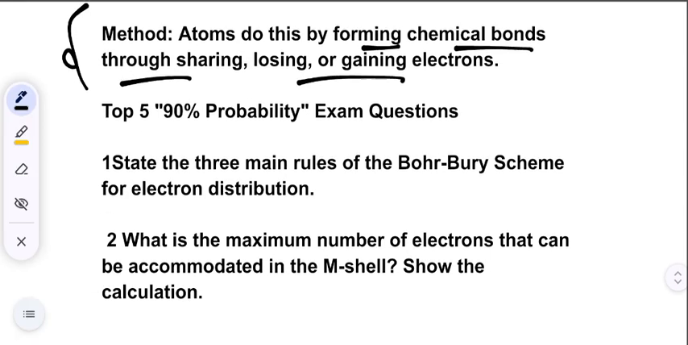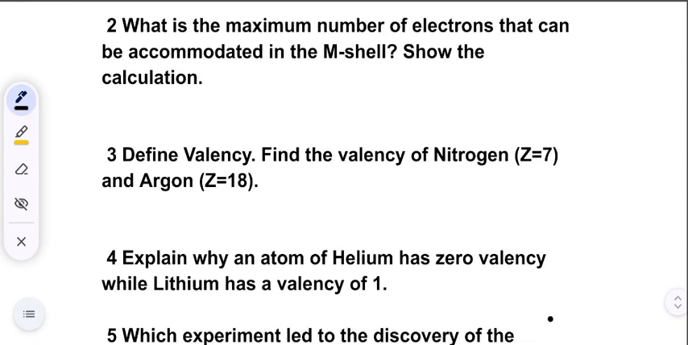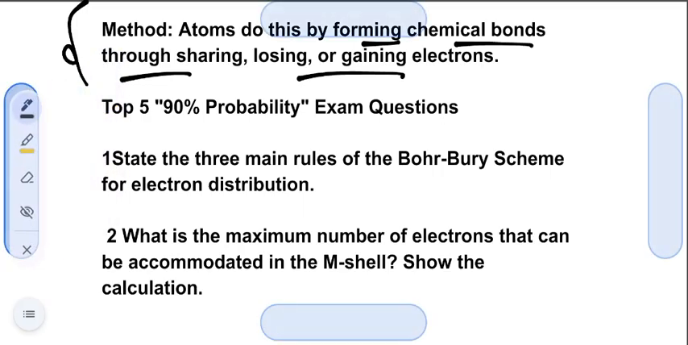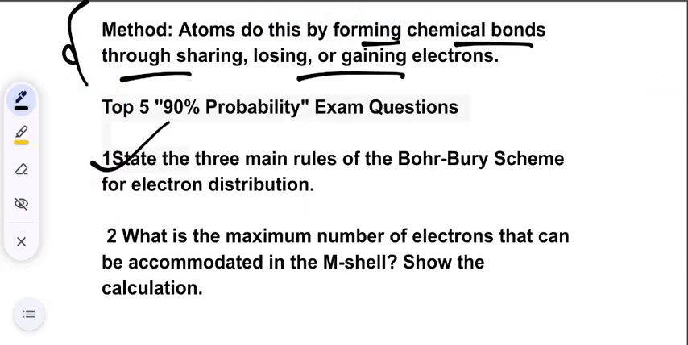Now there are the top 5 questions which have a 90% chance of appearing in your exam. I won't be discussing the answers, I will just tell you the main points. You have to frame them yourself because I have explained everything. State 3 main rules of the Bohr-Bury scheme for electron distribution. First one is the 2n square rule. Second, the outermost shell cannot hold more than 8 electrons, and the second to last, the penultimate, more than 18. Last one is proper filling.